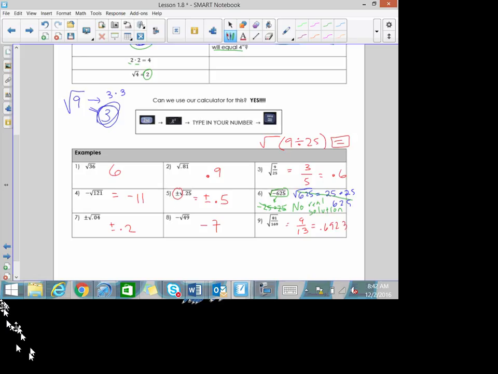And there you go. So those are the answers you should have gotten. You use your calculator, or maybe some of you might have been able to do some of these in your head, and that's awesome. So let's go to the back side of your notes now.